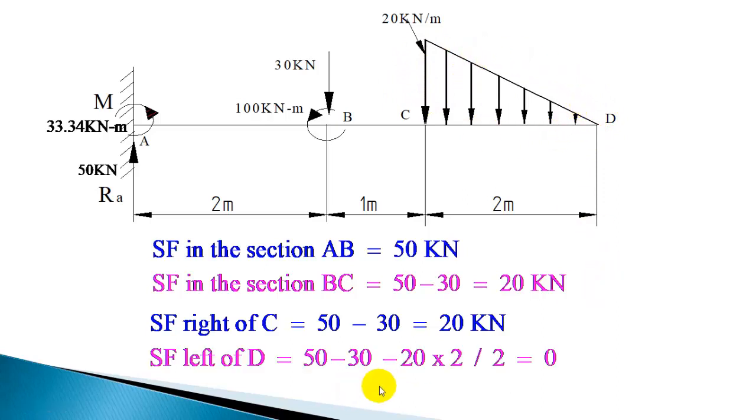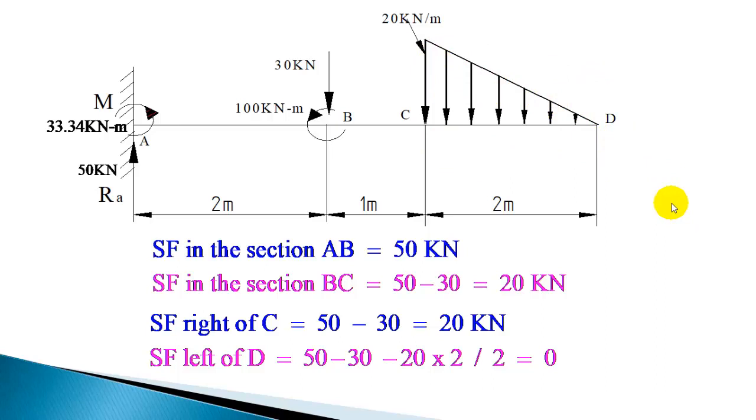So 50 minus 30 minus this resultant load, minus 20, is equal to 0. You will get 0 here. So shear force will change from 20 to 0 in this section. For this section it is constant 50 kilonewton. For this section it is again constant 20 kilonewton. But for the UVL it will change from 20 to 0 in the section CD.